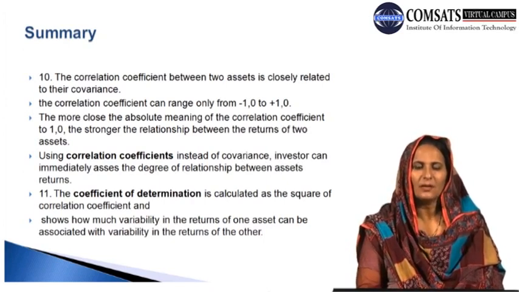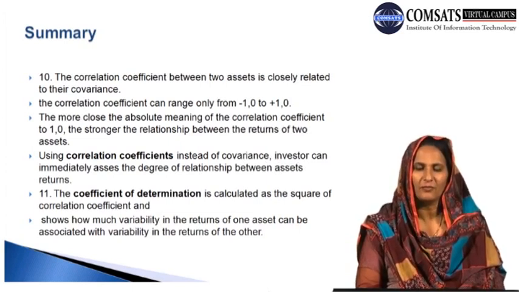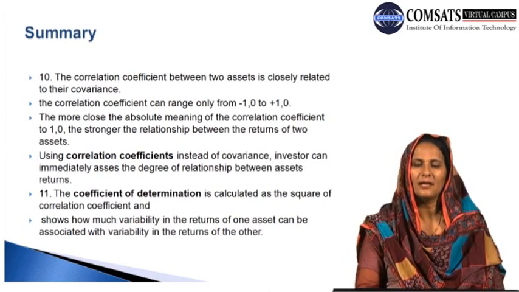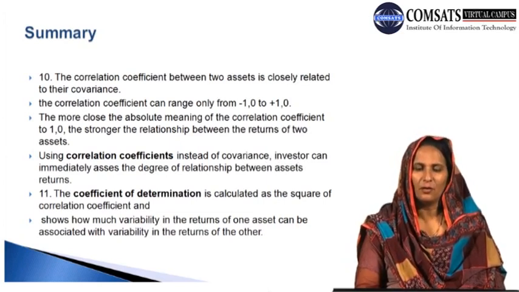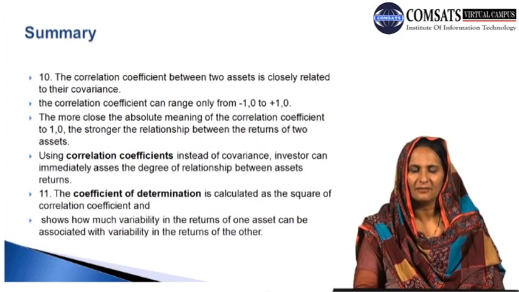The next point is the coefficient of determination. What is the coefficient of determination? What is the significance of the coefficient of determination? It is calculated as the square of the correlation coefficient, and it shows how much variability in the returns of one asset can be associated with the variability in the returns of the other asset.